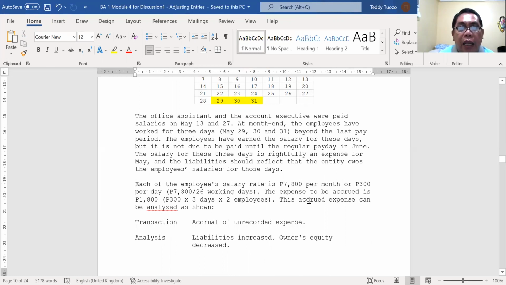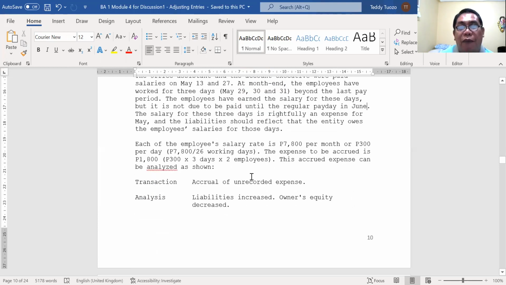Okay. The salary for these 3 days is rightfully an expense for May. And the liability should reflect that the entity owes the employees for those days, no? Siyempre, pero of course, si employee ito kay bayo na bayro nan company sa ija. Each of the employees' salary rate, for example, is 7,800 per month or 300 per day, no? Or 26 working days. The expense to be accrued is 1,800. How? 300 times 3 days times 2 employees.